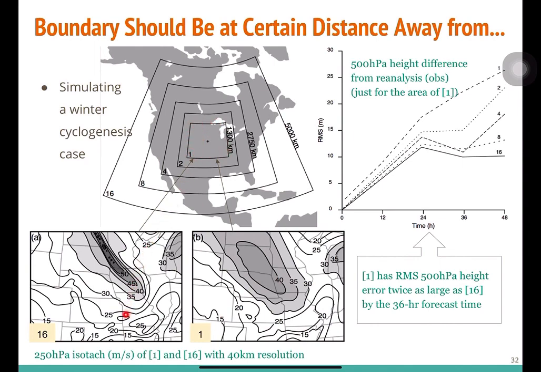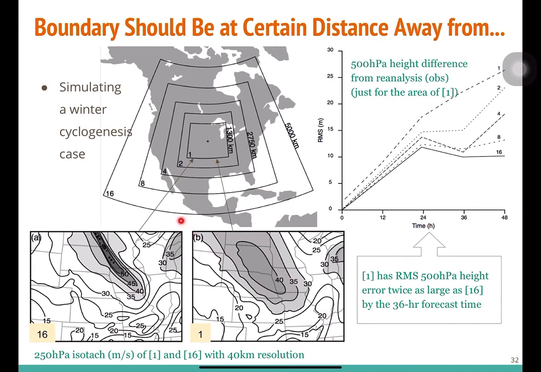Okay, and you can see that this is a graph showing you the growth of error, root mean square error, with time. And you can see that for the 16 here, which is the largest domain, the error flattens off after a while, and the error for experiment 1 increased a lot compared to 16.